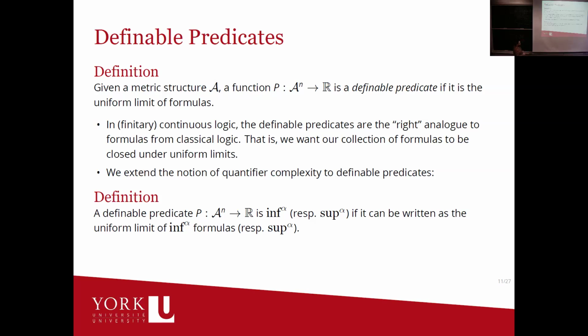This creates some interesting issues. Consider the function p of x equals pi times x. The reason why I want to think about the complexity of definable predicates is that pi is not a connective in my language. Remember, I can only quantify by rationals. So if you want the complexity of this as a formula, you have to do the supremum over all rationals r less than pi of r times x. But as a definable predicate, this is quantifier free.